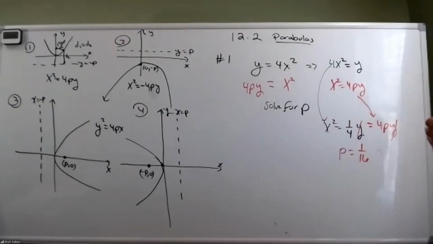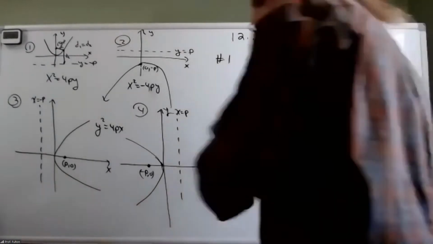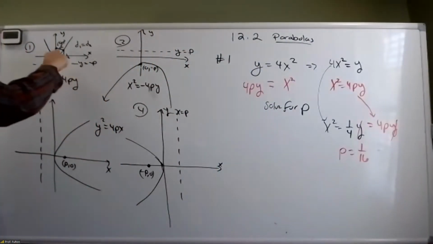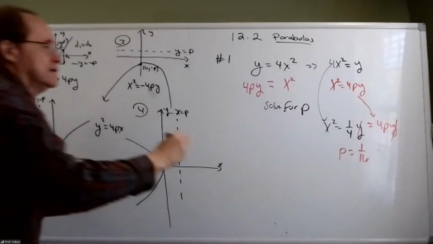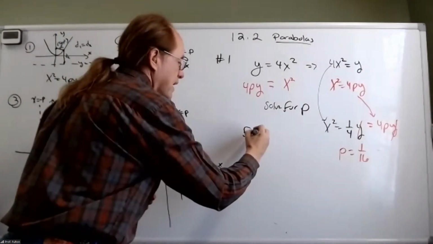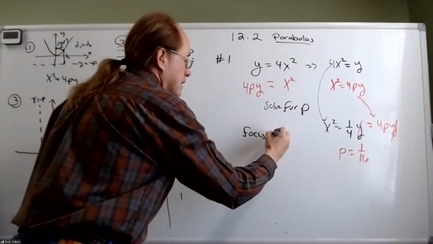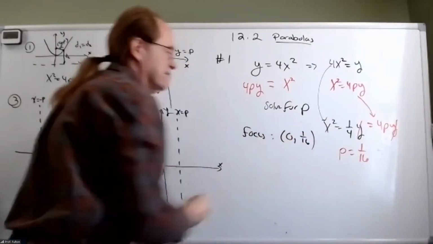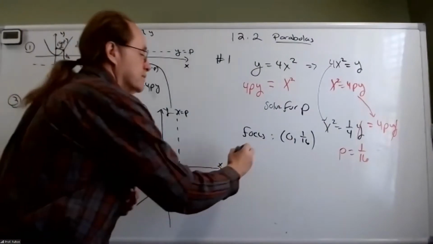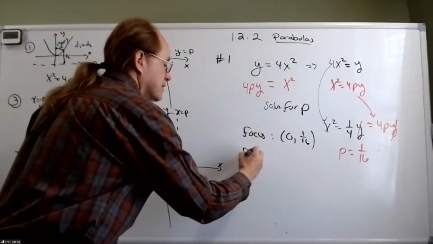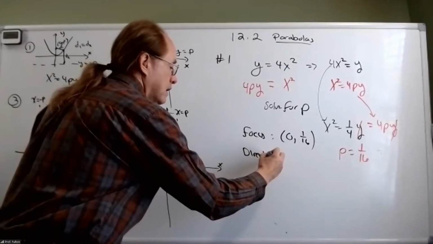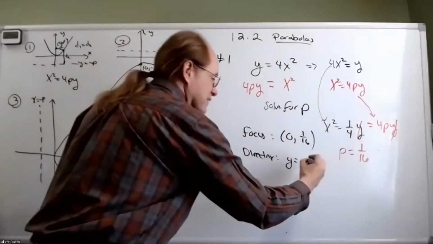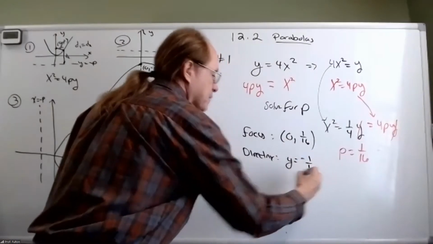Okay, so what does that tell me? It tells me where my focus is. So for this type over here, my focus is 0, p. So here's the focus of that: 0, 1/16. And it also tells me my directrix. And that in this case is y is negative. It takes the negative of that 1/16.